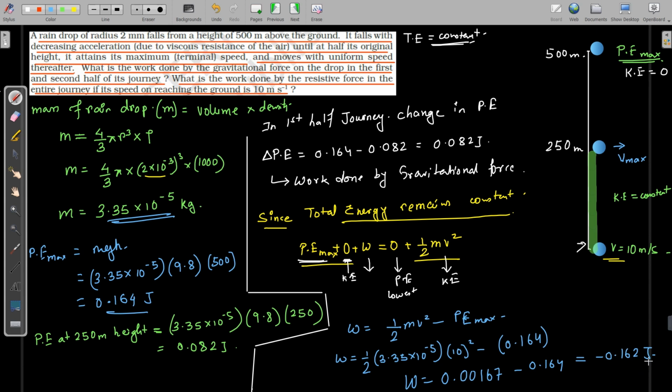So can you see the amount of work done? The amount of negative work being done is 0 minus 0.162, the amount of negative work done. Okay, so this question is tricky. All of you, please see this question repeatedly, try to understand. If you have any doubt, please let me know.